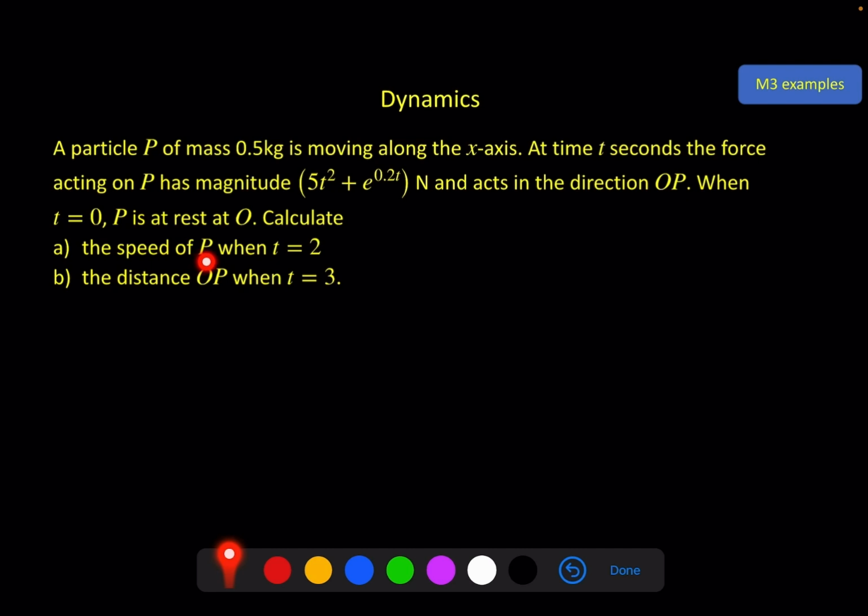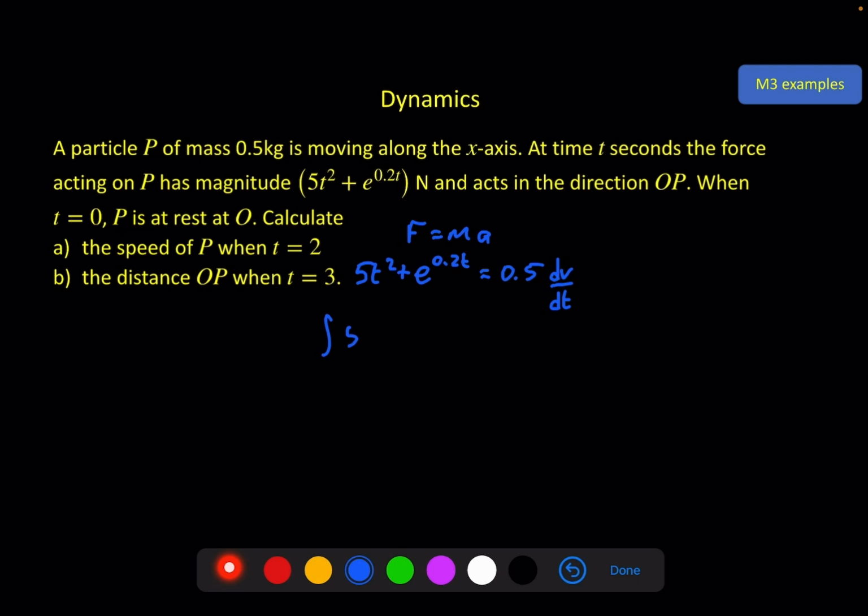So if we need the speed of P when t is 2, we're going to need an expression for the velocity. So to start with, let's connect through F equals ma, the velocity and the variable force. On the left, we have 5t squared plus e to the 0.2t for the force. On the right, we have the mass, 0.5, and acceleration. Now, between my two acceleration options, I want dv by dt, because we want the speed, and we have force in terms of time. So if I write dv by dt, not v dv by dx, then I can separate the variables and integrate.